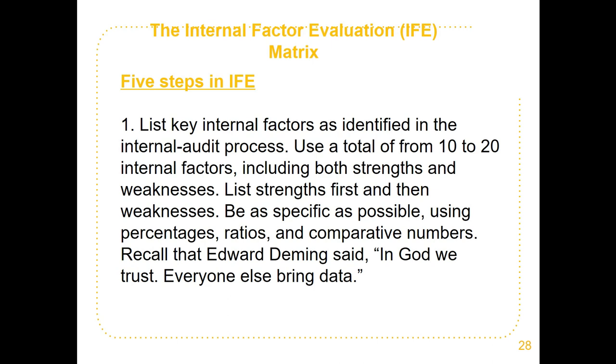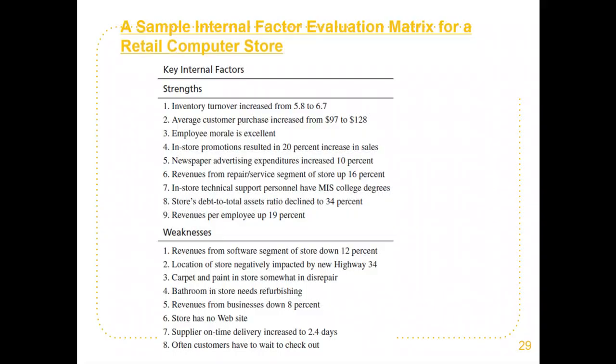Be as specific as possible. Using percentages, ratios, and maybe comparative numbers, you can include all your weaknesses and strengths. So there you go. This is an example. You have to list all your internal factors, your strengths, and your weaknesses. As much as possible, you can use percentages and ratios to prove that these are indeed your strengths and weaknesses.